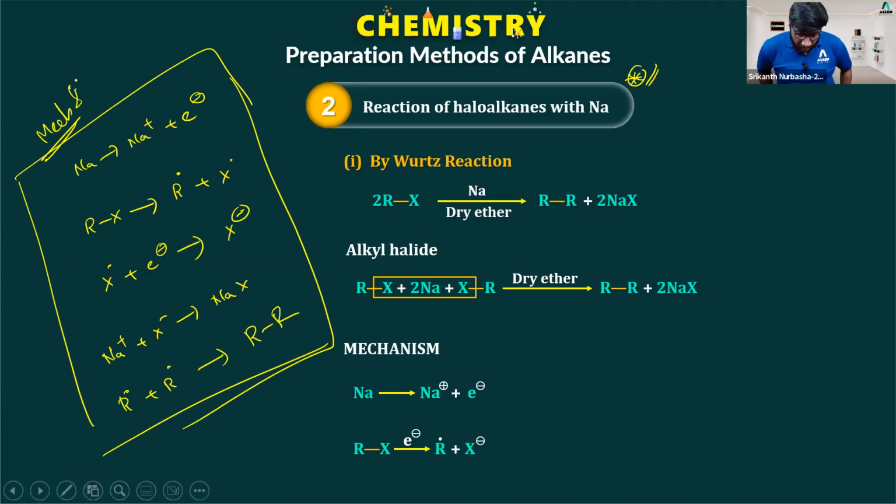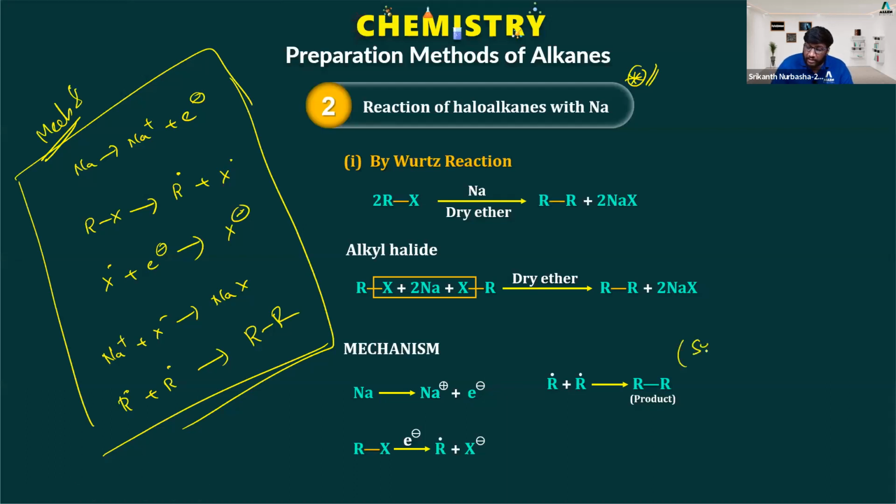Na is converting into Na plus plus electron. RX will be treated with electron to form R dot and X dot. R dots will be fusing together to form the product R-R, like symmetrical alkanes are formed. Wurtz reaction is used for the preparation of symmetrical alkanes, not for unsymmetrical alkanes.